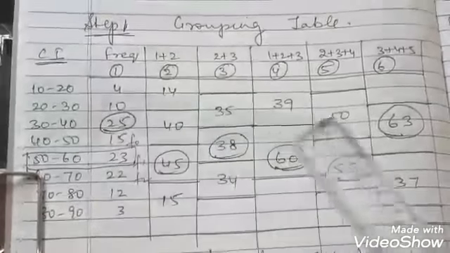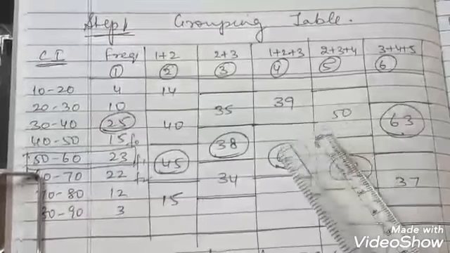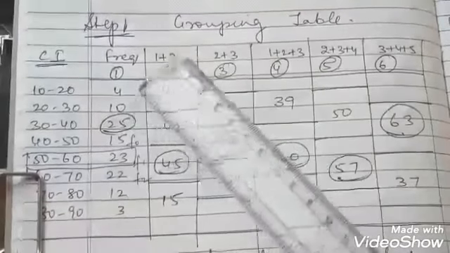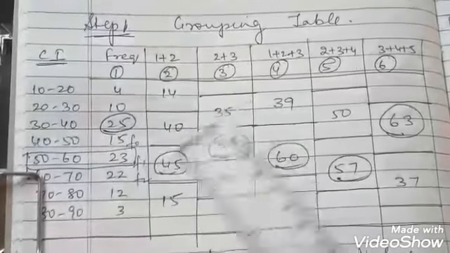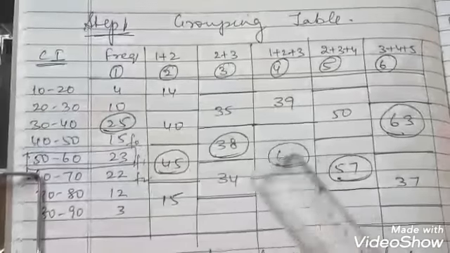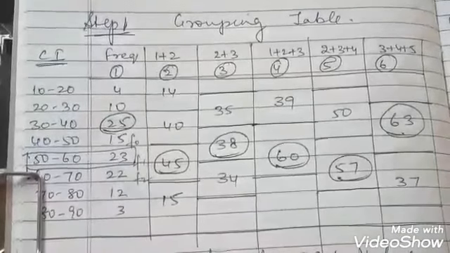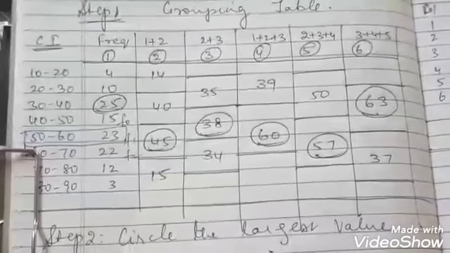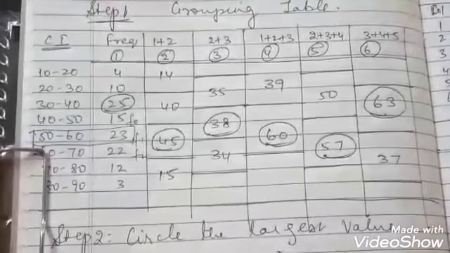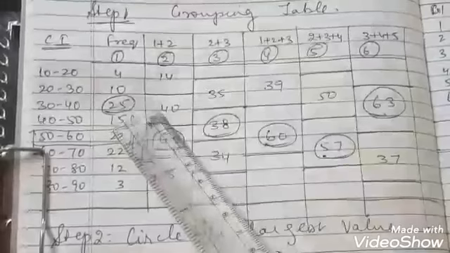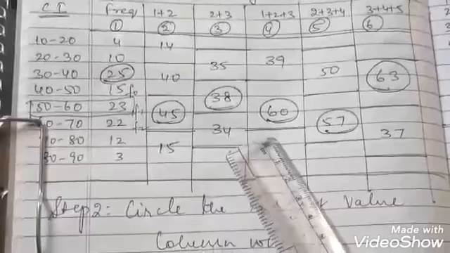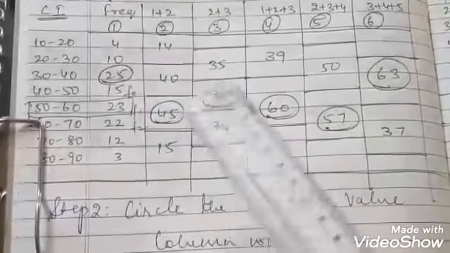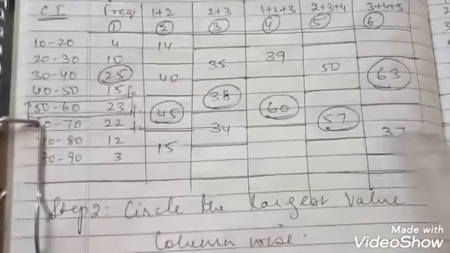Now I've already told you how to estimate the grouping table. I've told you how to total this: 4 plus 10, 14, 25 plus 15, 40. Always it's recommended to put these lines in between. When you put these lines in between, it becomes very clear for you when you are doing the analysis table. So once you have made this grouping table, the second step is you will circle all the highest values in that particular column. For example, here 25, here 45, here 38 and so on.